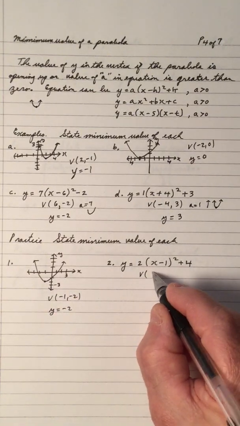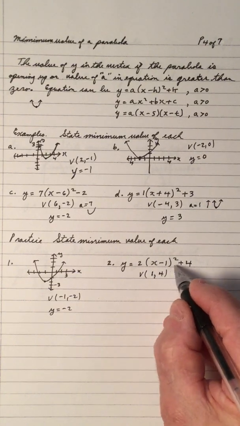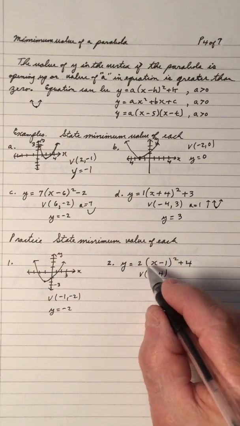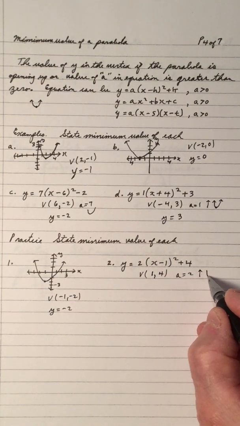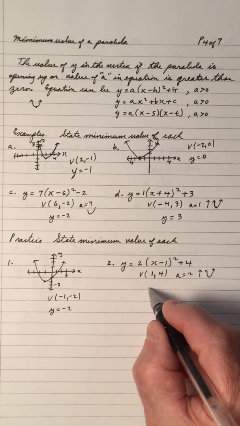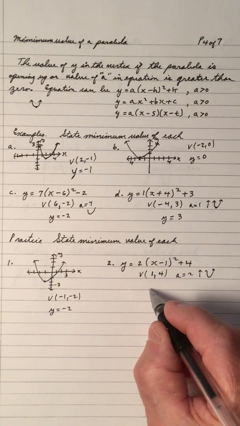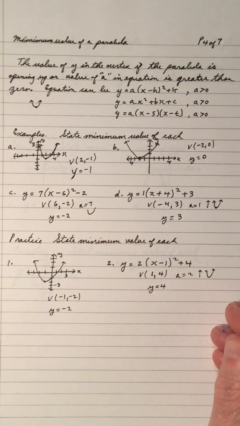The vertex of this parabola is x is 1, y is 4. And again, a is 2, so this parabola is opening up like this because a is positive. So that means the minimum point is the vertex, 1, 4, but the minimum value is the value of y, so it's y equals 4.